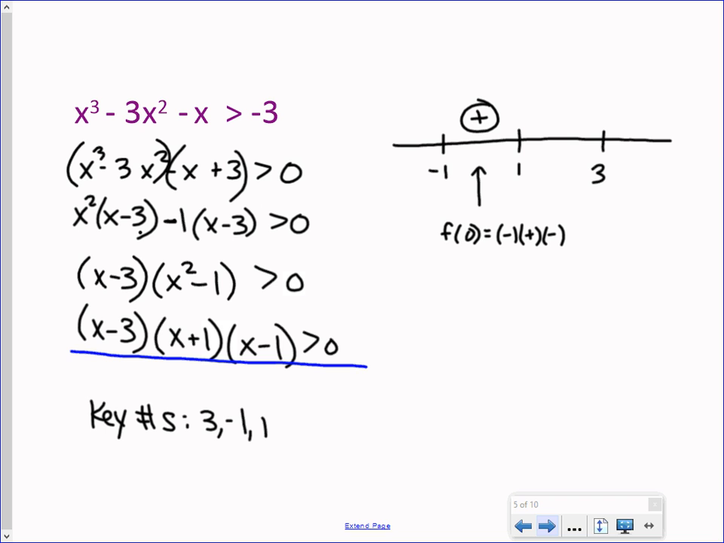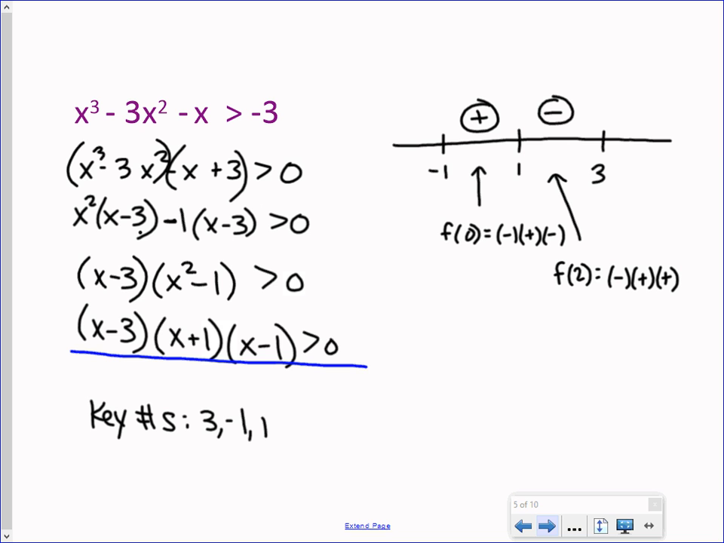You only have to test one number. I could test another section. Maybe I want to check in between 1 and 3. What could I check in between 1 and 3? 2. Again, I'm not actually concerned what the actual f of 2 is. I just care about whether it's positive or negative. 2 minus 3 is negative. 2 plus 1 is positive. 2 minus 1 is positive. So that would be a negative times a positive times a positive, which is negative.